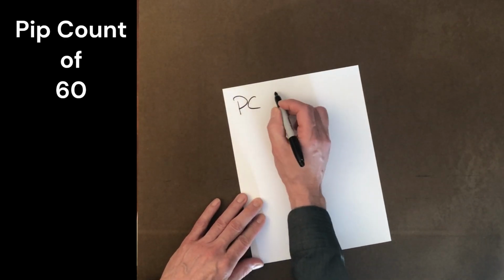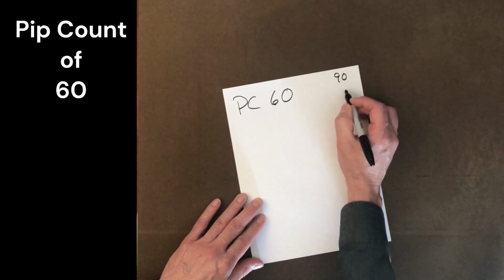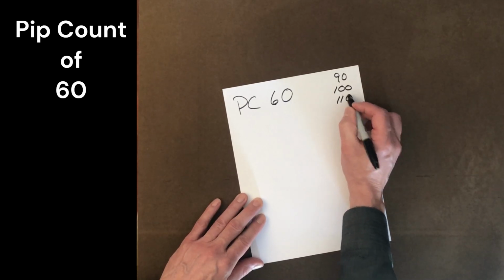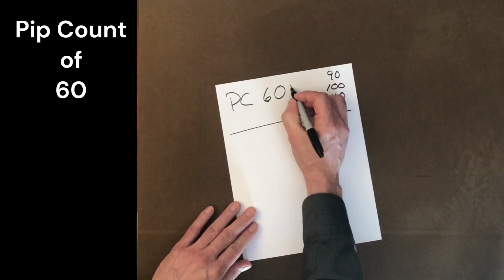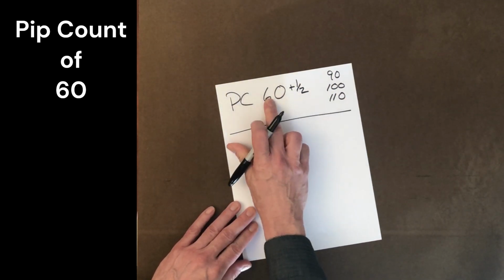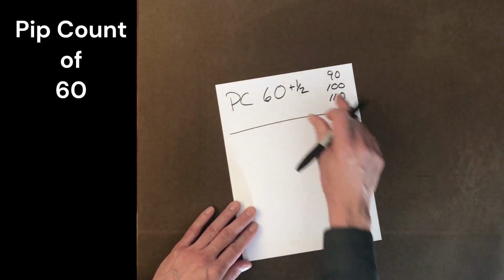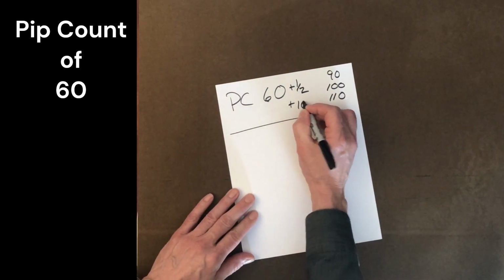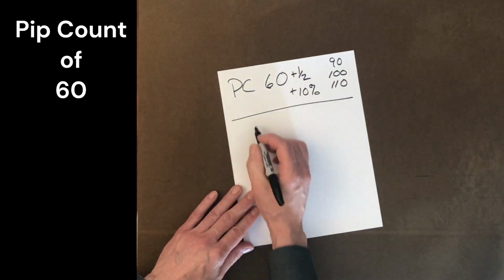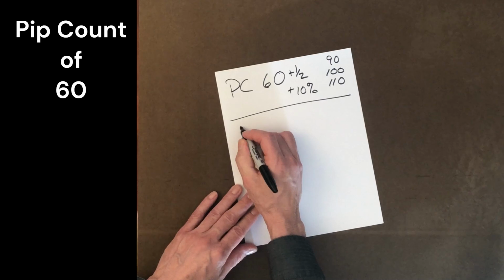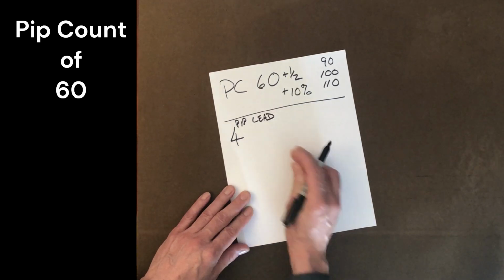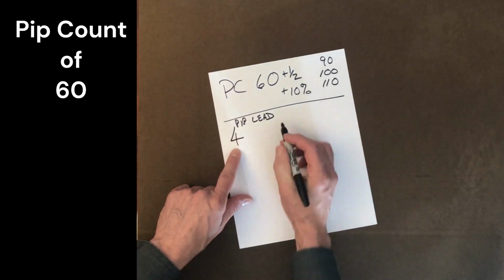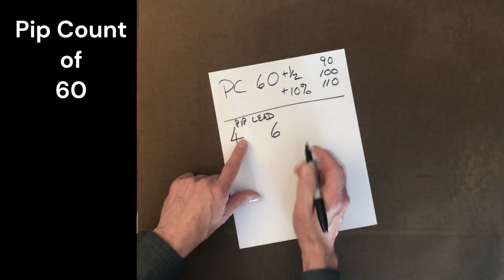Our next example, our pip count is 60. Our targets are 90, 100, 110. 90 is easiest for this one. We're going to add 1/2. 60 plus 30 is 90. Stretch our rubber bands. We're going to do 10%, adding 10%. So we have a pip lead of 4, and a pip count of 60. We're going to add 1/2. So 2 is 1/2, so that brings us to 6. And we're going to add 10%.